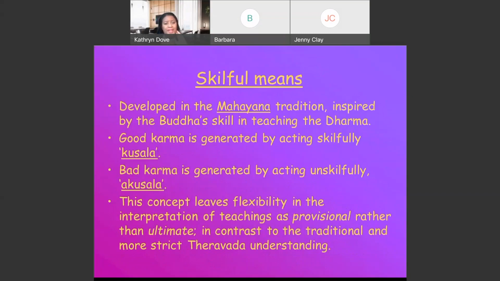Good karma is generated by acting skillfully. Bad karma is generated by acting unskillfully. And I think one way that you could apply this to professional ethics, I think of a nurse. If a nurse acts very skillfully in his or her treatment of the patient, the patient gets well, right? But if the nurse acts unskillfully, ignores the patient's need, doesn't give the patient their medicine, their bath, their food, is the patient going to get better?